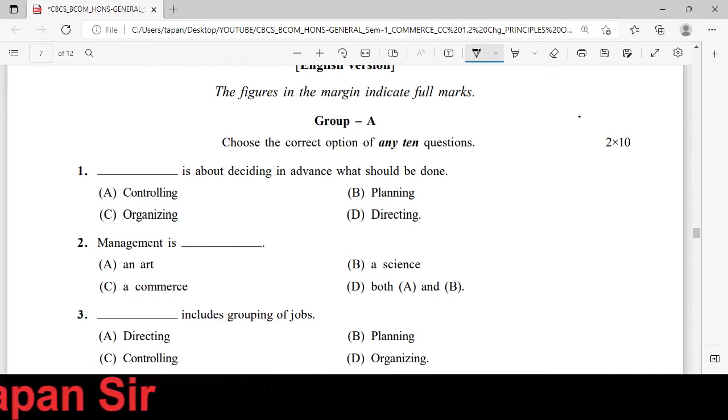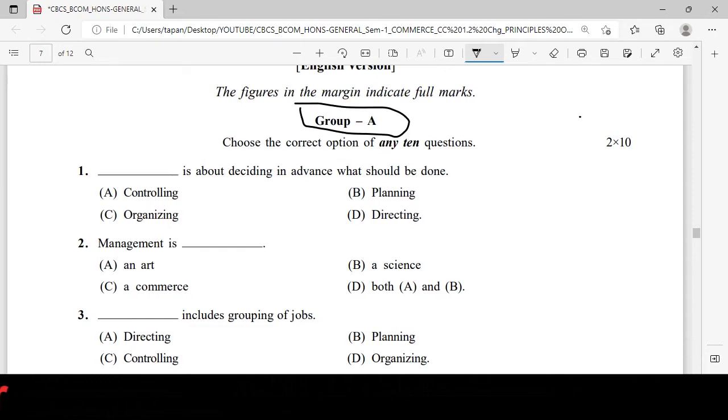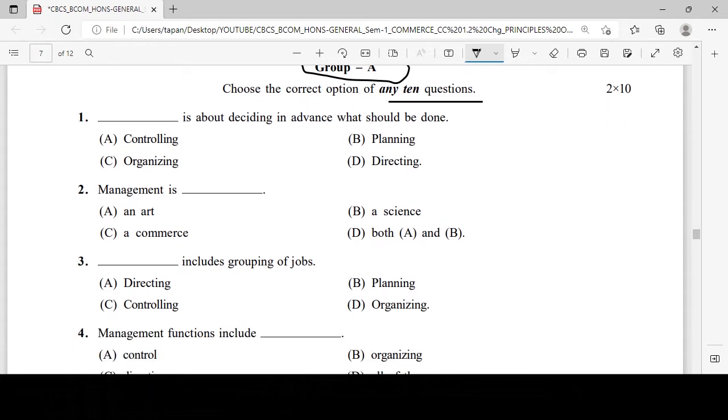Now let's start. For group A, choose the correct option of 10 questions. It is only a multiple choice question consisting of 4 alternatives for every question, and you have to choose one of them. Let's start. Question number 1, blank, is about deciding in advance what should be done.